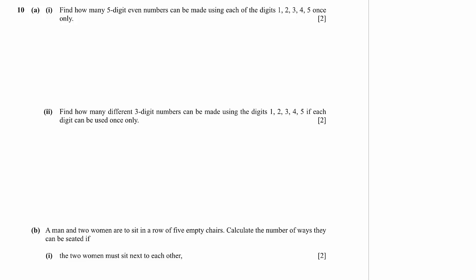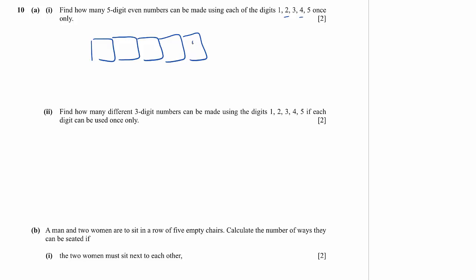Find how many 5-digit even numbers can be made using each of the digits 1, 2, 3, 4, 5 once only. So we're making 5-digit numbers, but we want them to be even. So it must end in a 2 or a 4.